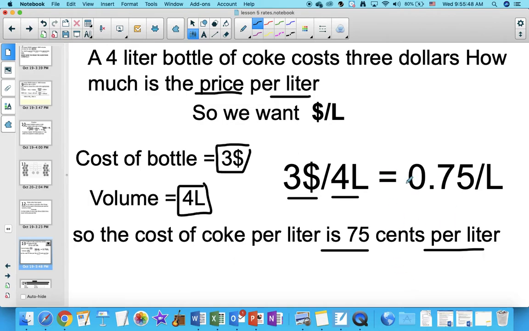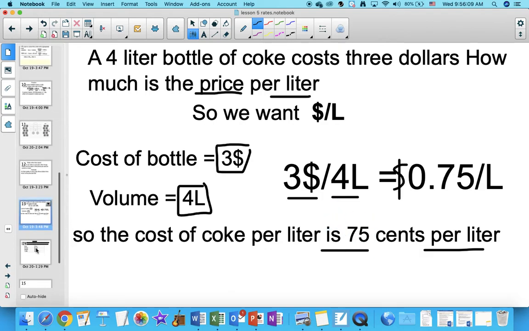Right? So this is one where you're going to see a decimal sometimes in your fractions, and that should be fine, right? And I should actually put the dollar sign here. There you go. So it's 75 cents per liter. That is our unit rate. This is our regular rate. This is our unit rate. And so now we know how much it costs per liter.